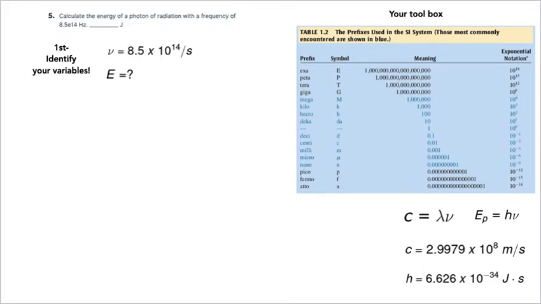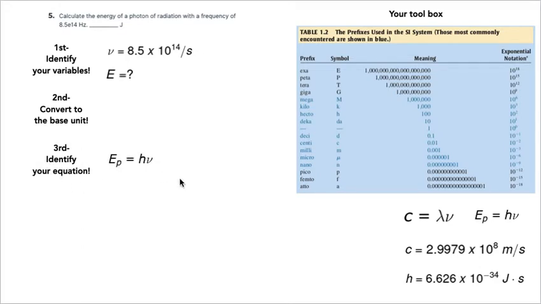Let's take another. Here, calculate the energy of a photon of radiation with a frequency of 8.5 times 10 to the 14th hertz. So first, we must identify our variables. Again, we are given a frequency, nu, of 8.5 times 10 to the 14th hertz, which is per second. And we're being asked to solve for energy. So I've already converted to the base unit, and I can continue on to the next one.